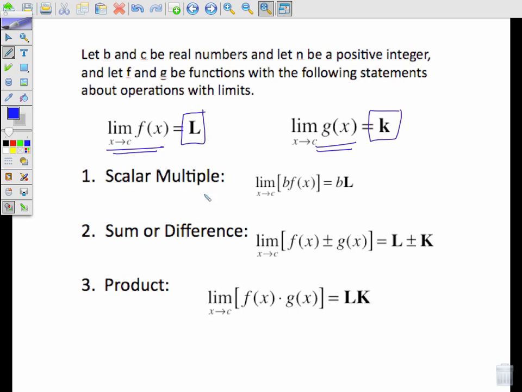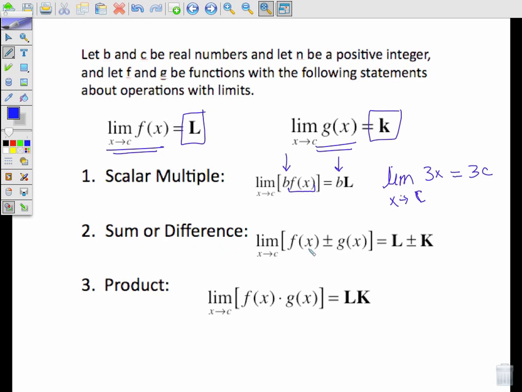Scalar multiplication. So if this is my function, and in my function there's a scalar being multiplied by the function, then I also have the scalar being multiplied by the result of the limit. An example would be if I have the limit as x approaches c of 3x, let's say, then the result is 3c. You can put the c in, 3 times c. So that's kind of how this works.